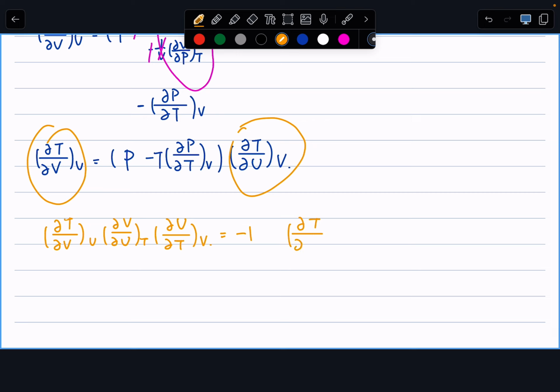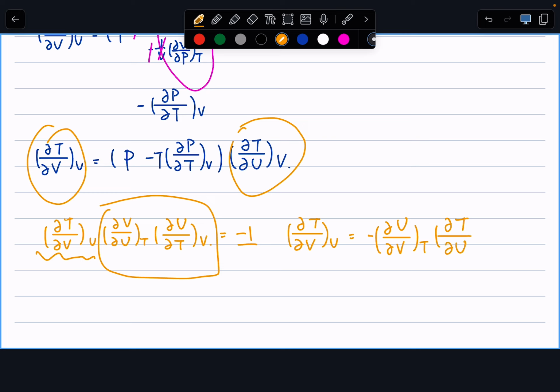From this relationship, we can solve that dT over dV at constant U, so that's this one, just equals negative 1 divided by these terms. I'm just putting these as flipped: dU over dV at constant T, dT over dU at constant V. And if we plug these back into this equation, we can see these two will cancel out.